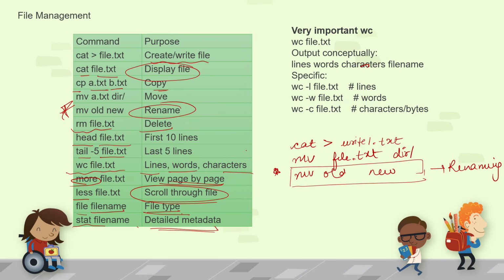A very important command is wc, whose output is conceptually lines, words, characters, and file name. So when you write wc -l and the file name, it gives you the lines. wc -w gives words, and wc -c will be characters. I hope this is clear. Characters, or you can say bytes.